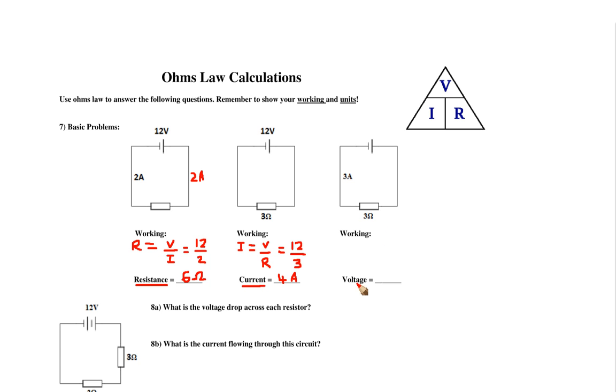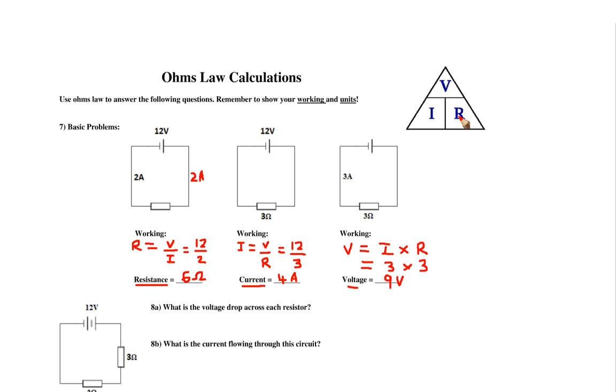So the last one here, we're being asked for the voltage. So voltage equals current I times resistance, which in this case is 3 times 3, and so the voltage must be 9, and it's volts. Okay, so the battery must be spitting out 9 volts, or there'll be 9 volts lost across this resistor here.